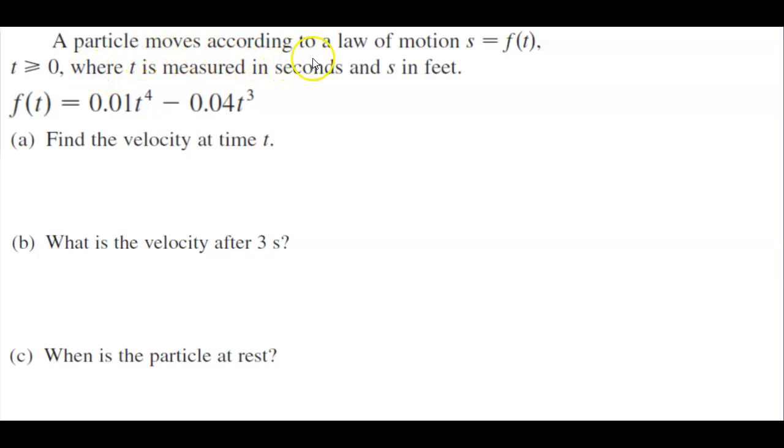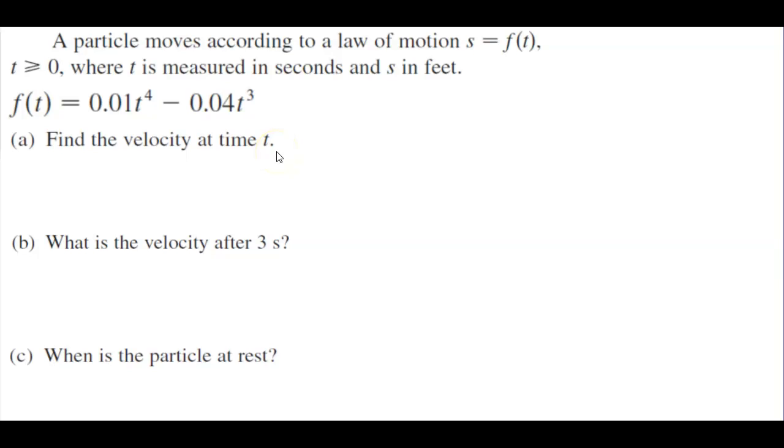A particle moves according to a law of motion where s is equal to f of t, which is the position function, and t is greater than or equal to 0, where t is measured in seconds and s is in feet. The position function f of t is equal to 0.01 t to the fourth minus 0.04 t cubed. What we want to do is find the velocity at time t.